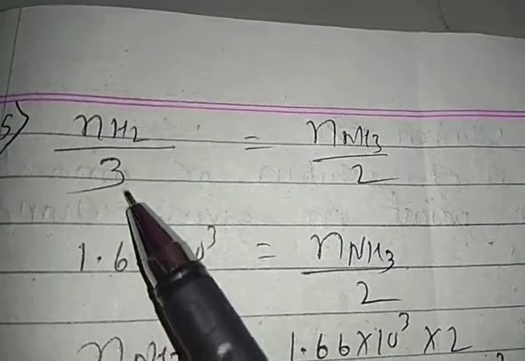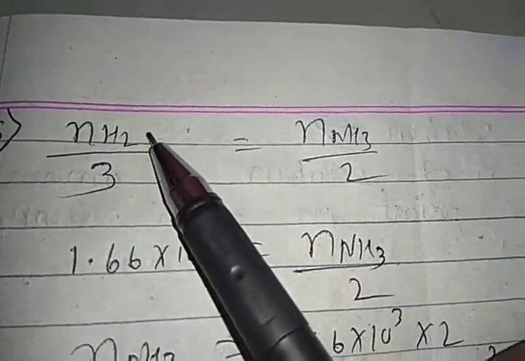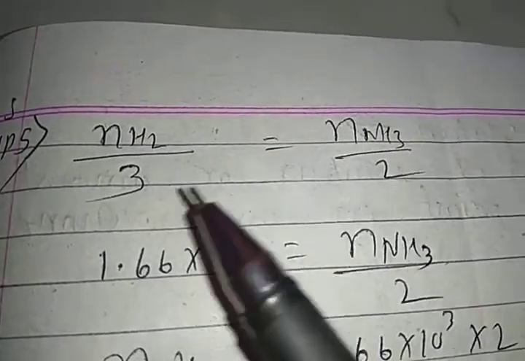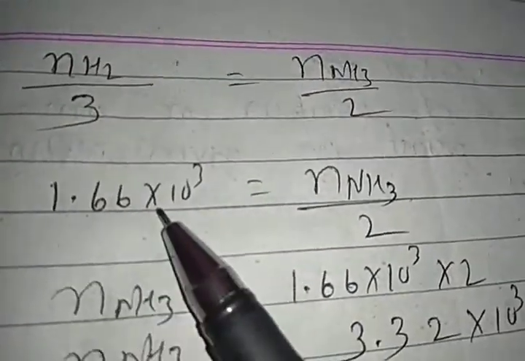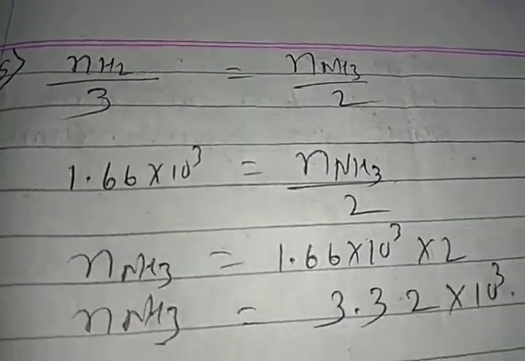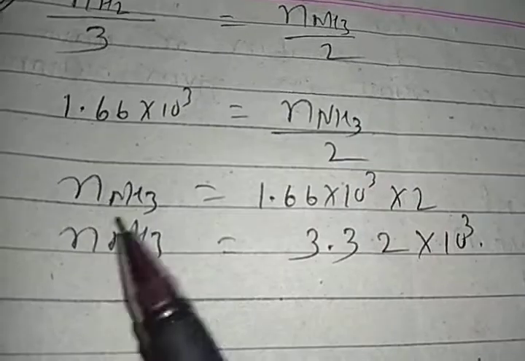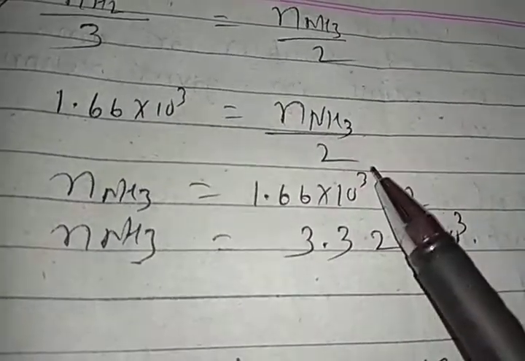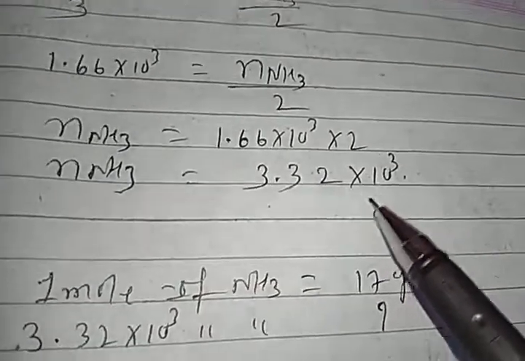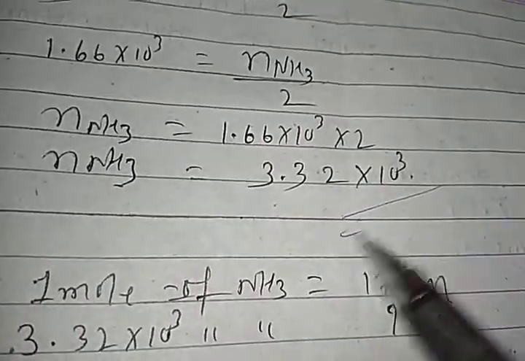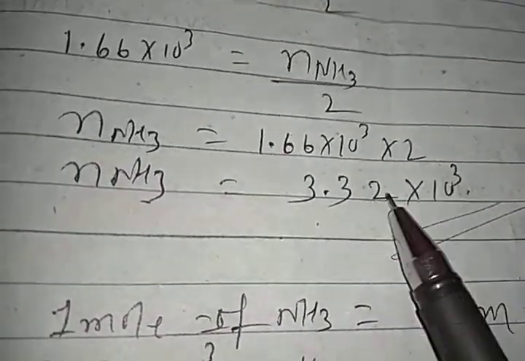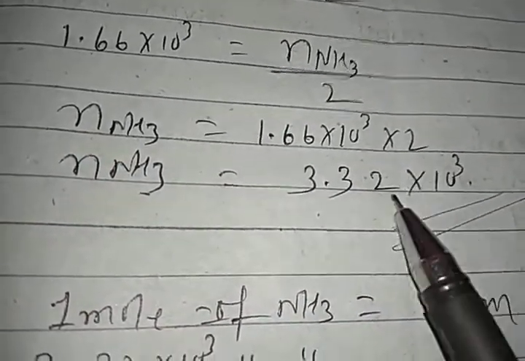Moles of ammonia: using the limiting reagent, moles of hydrogen by 3 equals moles of ammonia by 2. The moles of hydrogen by 3 value we got is 1.66 into 10 to the power of 3. So moles of ammonia is 1.66 into 10 to the power of 3 multiplied by 2, which gives 3.32 into 10 to the power of 3. This is the moles of ammonia. With the help of the moles of ammonia, we want to calculate how many kg, how many grams exist.